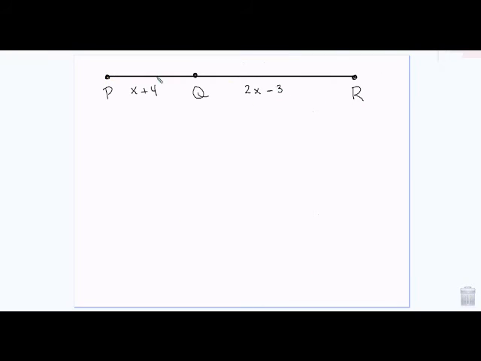I'm going to come up again. If you have this information and you don't have any other information, there's nothing you can do, because I don't know that Q is in the middle. Like, I don't know it's a midpoint unless I'm told it's a midpoint. But I'm not even going to be told that at this point. I'm going to be told that PR equals 22. That is telling me that this whole thing is 22.